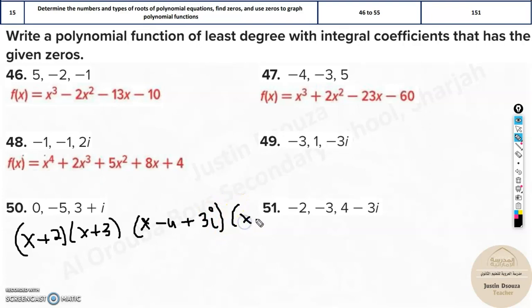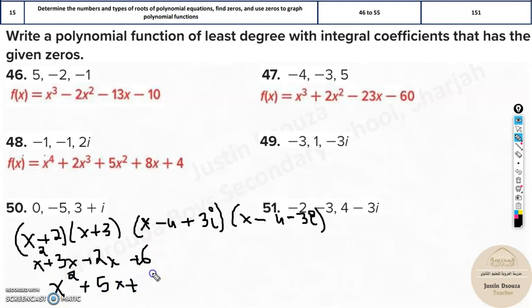Last term would be x minus x, bring it to the minus 4 minus 3i, because only the i part changes its sign. Okay, so many terms, but don't worry, they're just the same. Over here now, you need to multiply. Over here, it'll be x squared, two terms at a time, okay? x squared plus 3x plus 2x plus 6. And when you simplify this, you're going to get x squared plus 5x plus 6.